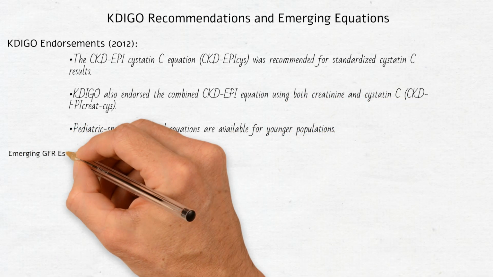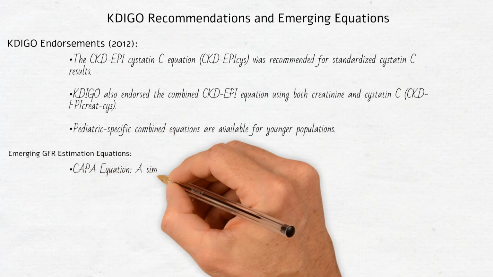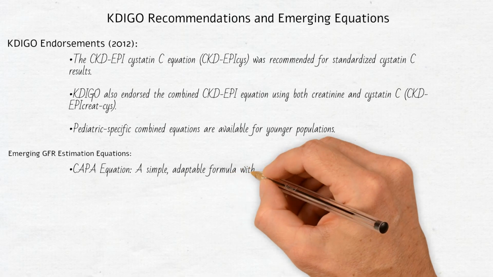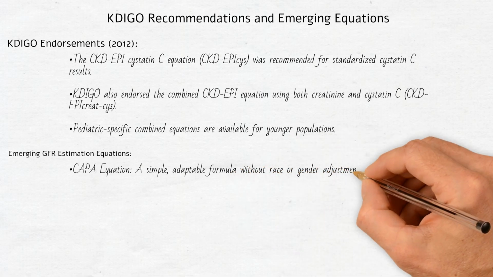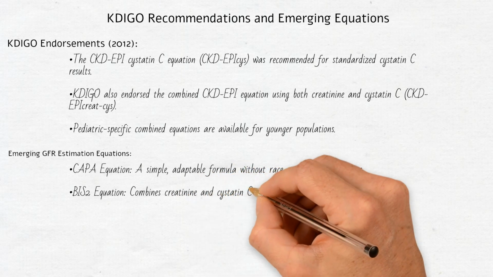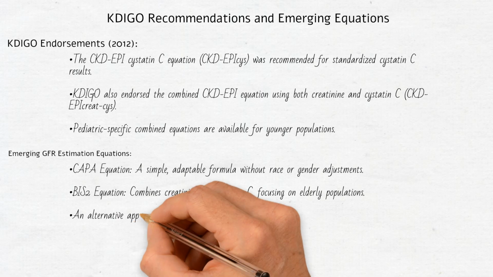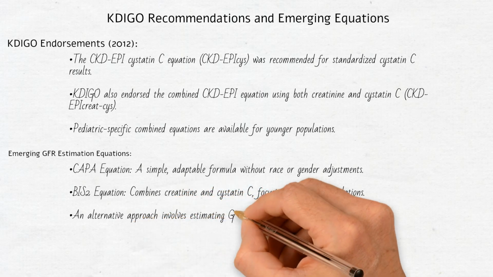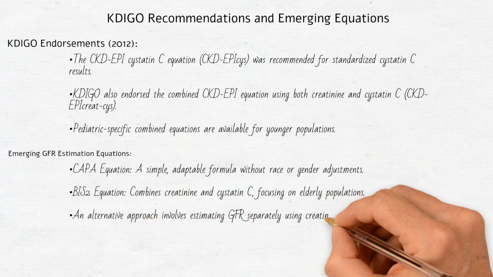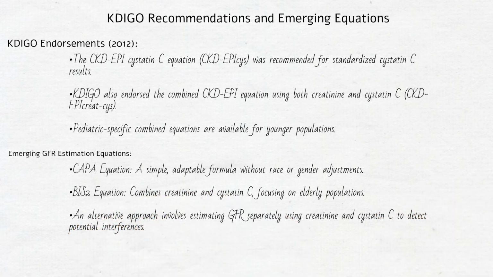Emerging GFR estimation equations. Kappa equation, a simple, adaptable formula without race or gender adjustments. BIS-2 equation, combines creatinine and cystatin C, focusing on elderly populations. An alternative approach involves estimating GFR separately using creatinine and cystatin C to detect potential interferences.